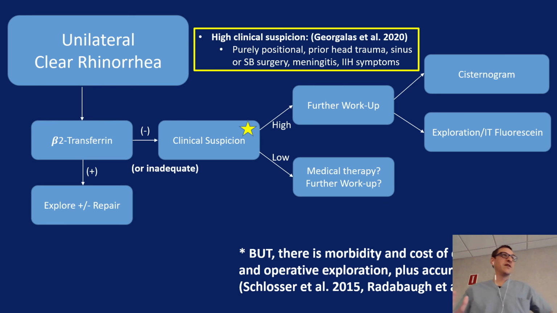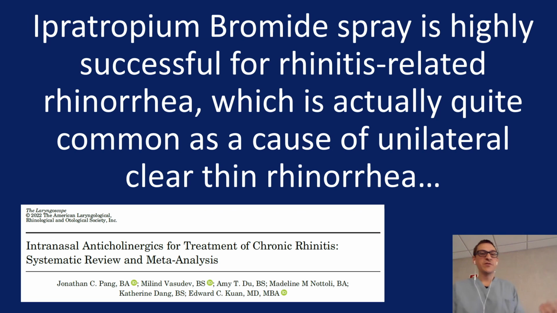We've got to keep in mind, with all these tests we're talking about, the morbidity as well as the cost of cisternograms and operative exploration, and we've already shown that there's a range of accuracies. So they're not all perfect. So what's a potential solution? Well, we like ipratropium bromide spray.